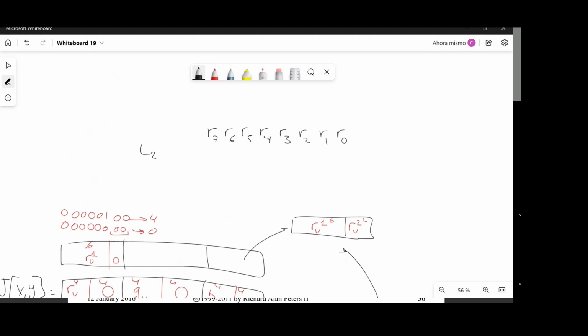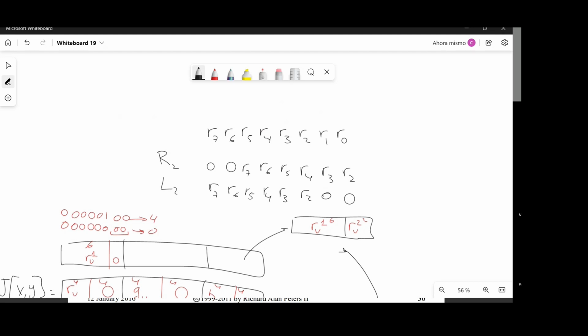Now I do left by 2. I do right by 2. So if I do right by 2, I will have 0, 0, and then R7, R6, R5, R3, R2, R1. I have to skip R4. R4, R3, R2. Now I do left by 2. I move it back, so I will have R7, R6, R5, R4, R3, R2, and I don't have any more values, so I will have zeros.